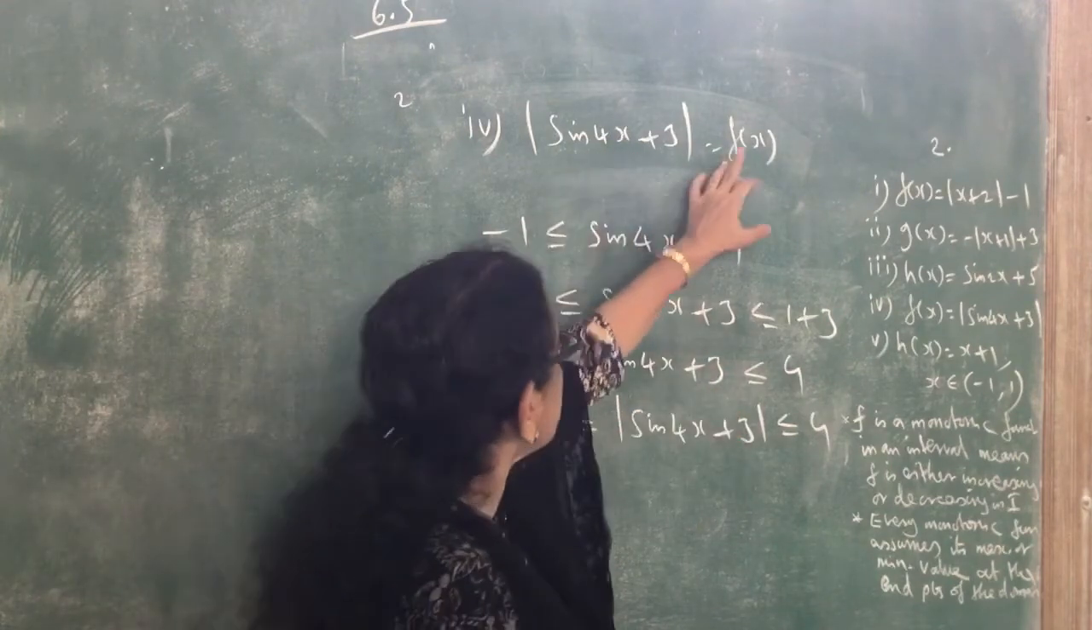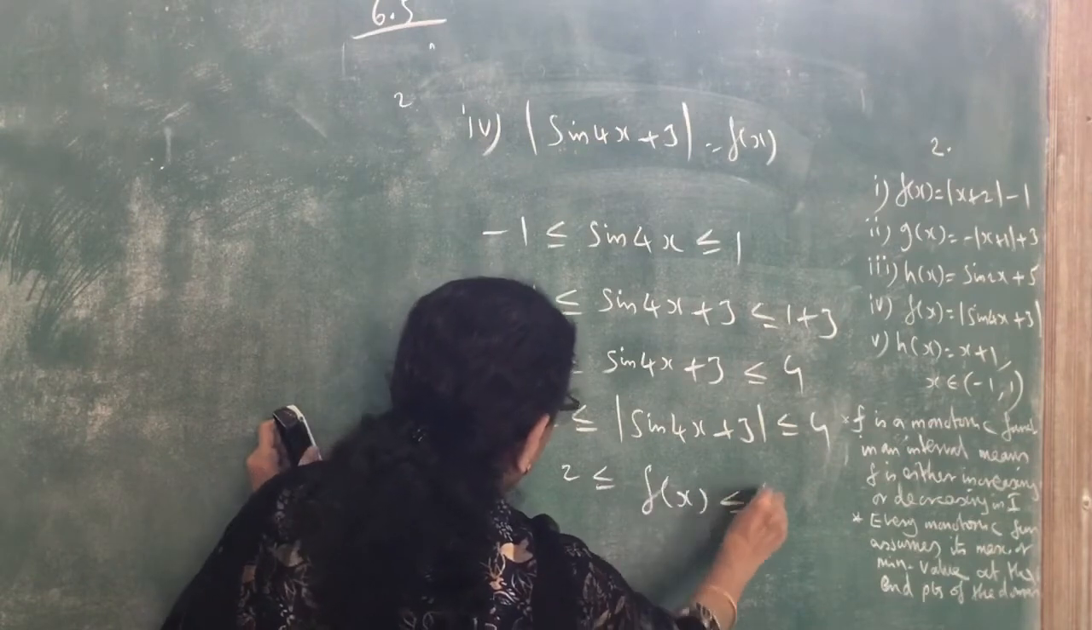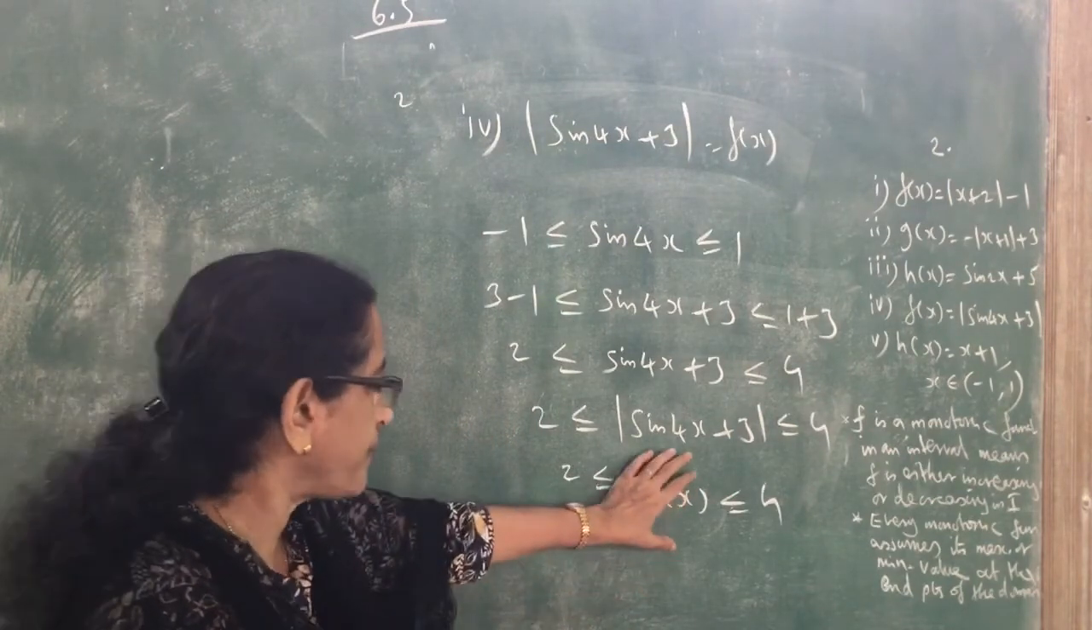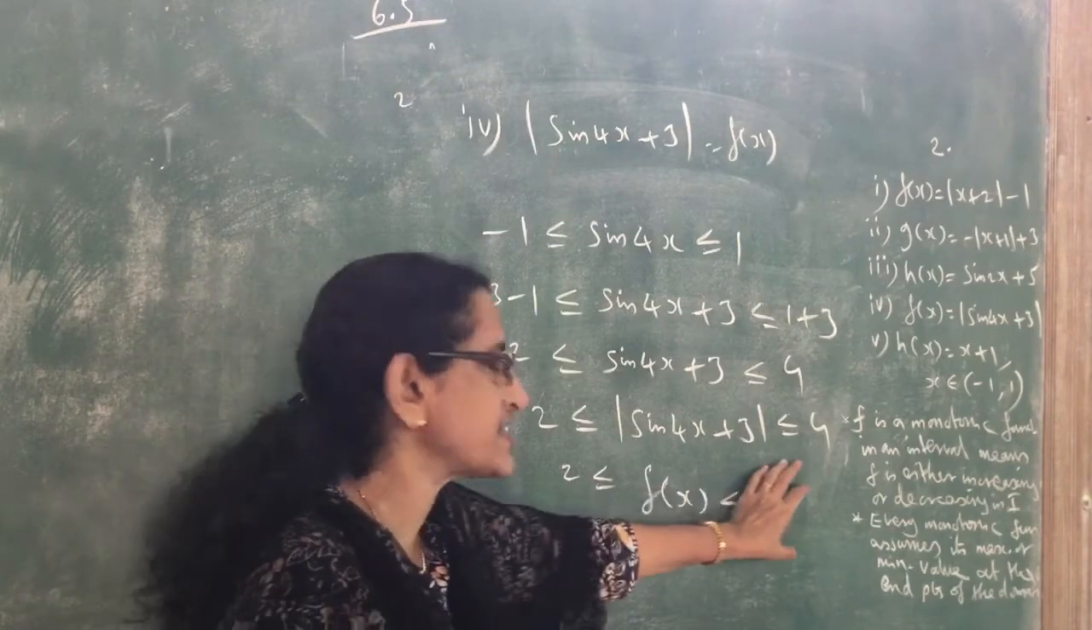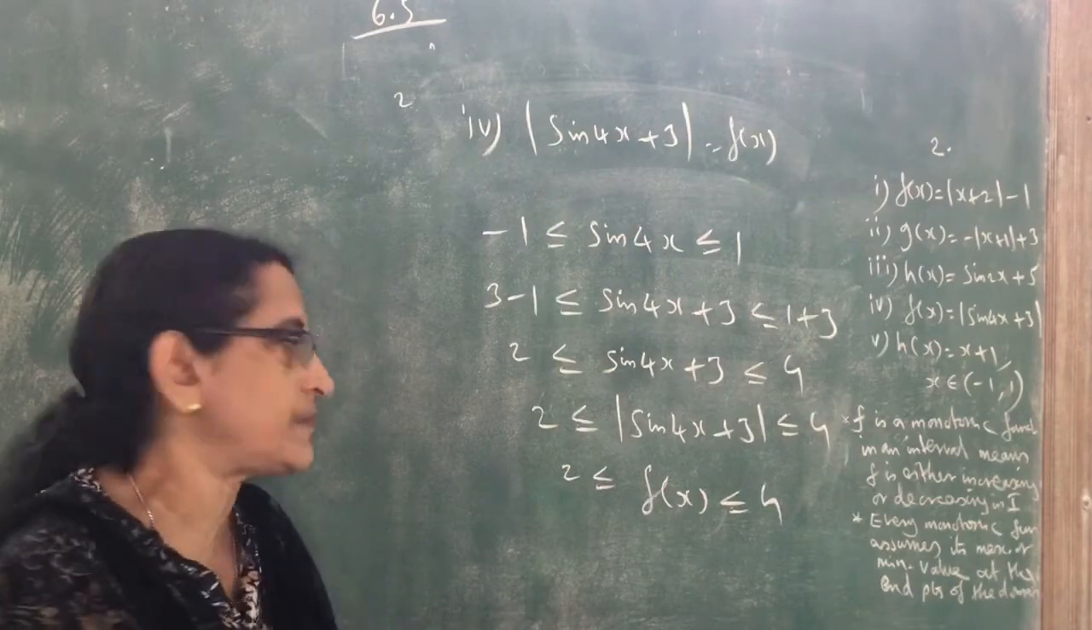That is the function f of x. So 2 is less than or equal to f of x, which is less than or equal to 4. So what is the minimum value and what is the maximum value? f of x is less than or equal to 4, so 4 is the maximum value. And it is greater than or equal to 2, so 2 is the minimum value.